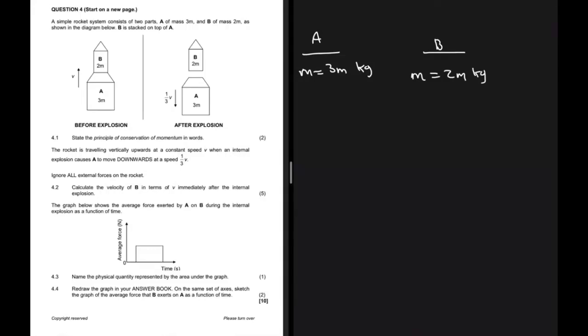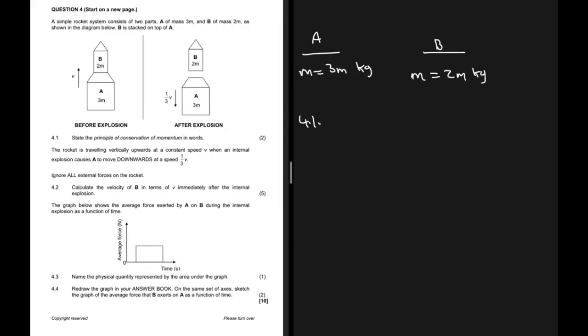As shown in the diagram below, B is stacked on top of A, and if you look on the left hand side, there it is. Before the collision, B is on top of A, and then after the collision, A is going down, and B keeps on going up, I'm assuming.